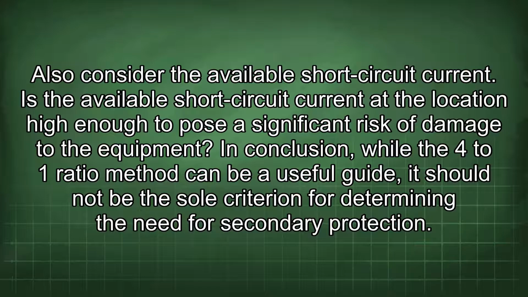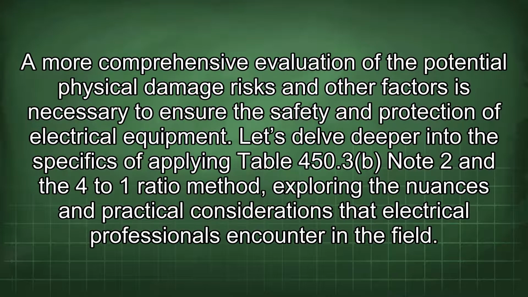In conclusion, while the 4:1 ratio method can be a useful guide, it should not be the sole criterion for determining the need for secondary protection. A more comprehensive evaluation of the potential physical damage risks and other factors is necessary to ensure the safety and protection of electrical equipment. Let's delve deeper into the specifics of applying Table 450.3 Note 2 and the 4:1 ratio method, exploring the nuances and practical considerations that electrical professionals encounter in the field.